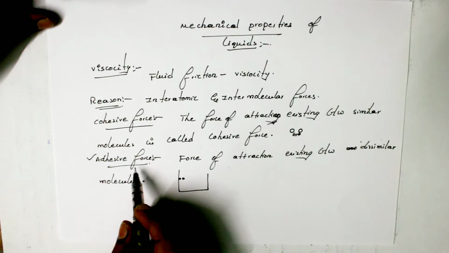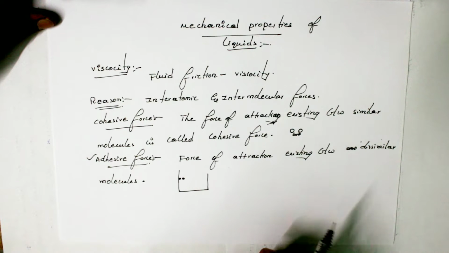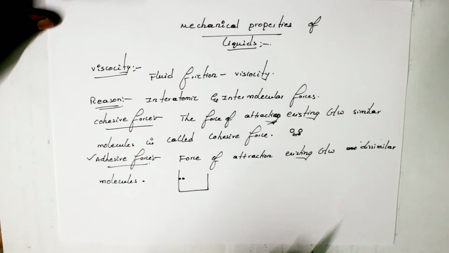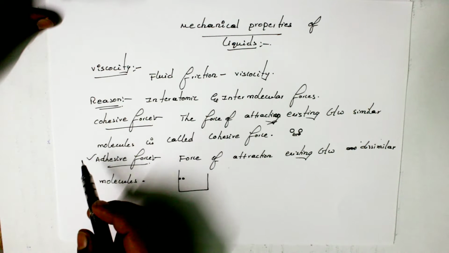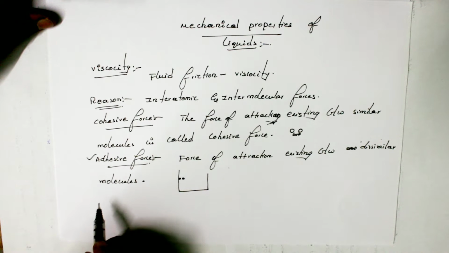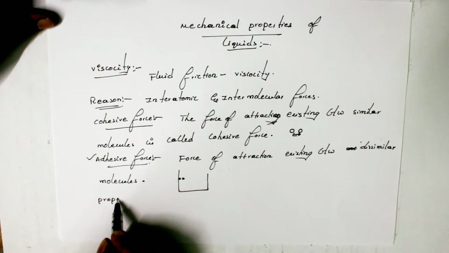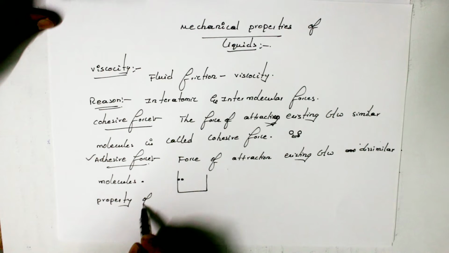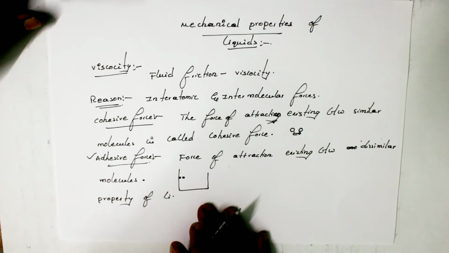So because of this adhesive force only, we are able to write with the help of a chalk piece on a blackboard. So chalk piece is having a molecule of CaCO3, calcium carbonate, and blackboard paint is made up of a polymer. So force of attraction between these two dissimilar molecules is called as adhesive force. Now, after studying these cohesive and adhesive forces, now we will study the property of liquid flow.